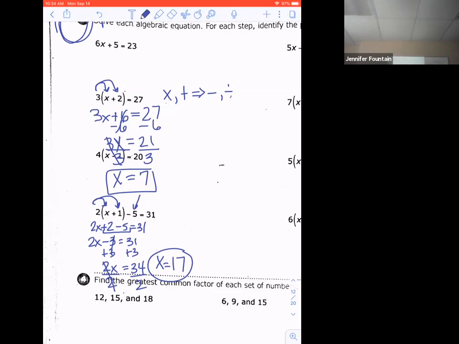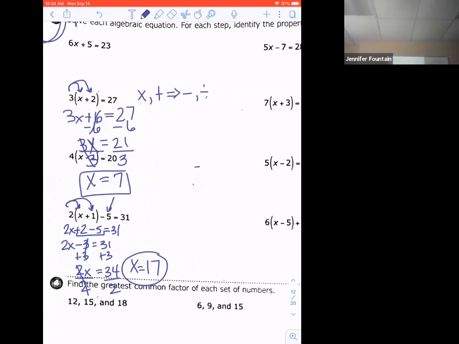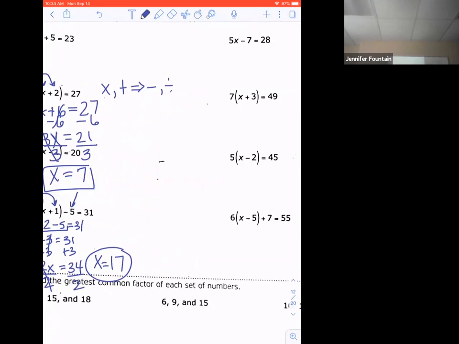And then the last one, 6 times x minus 5, plus 7 equals 55. Distribute the 6, so you end up with 6x minus 30 plus 7 equals 55. I've got to combine like terms. So I have negative 30 plus 7. When you add negative 30 plus 7, what do you get?